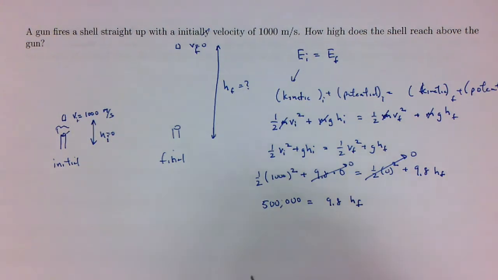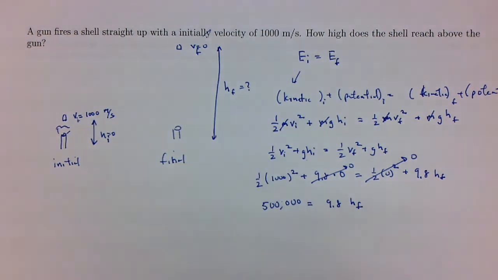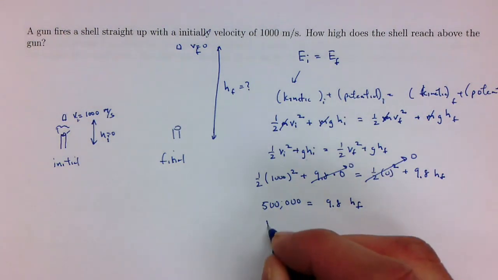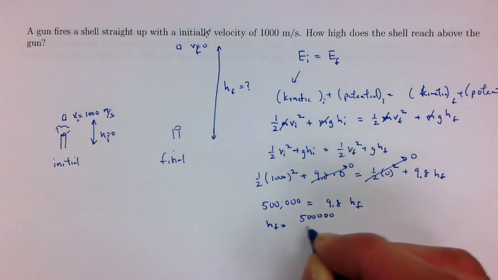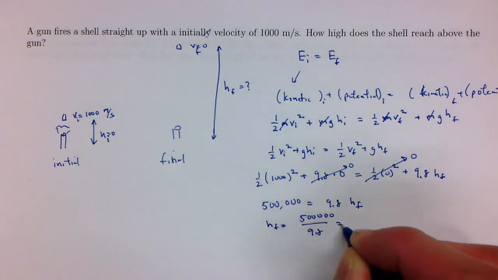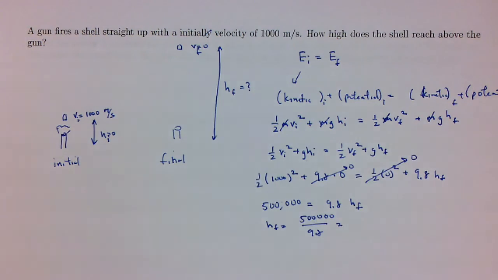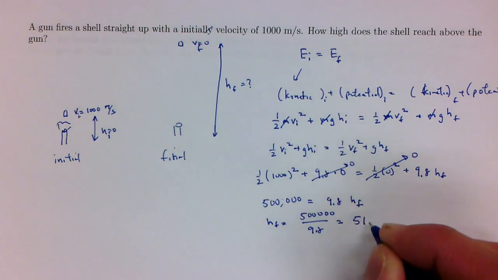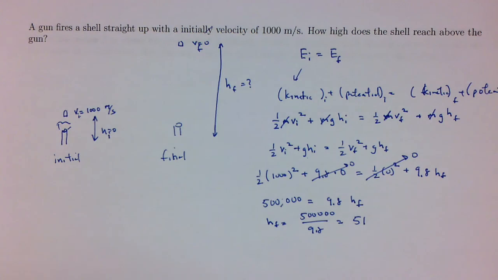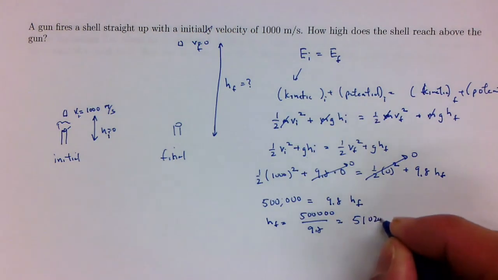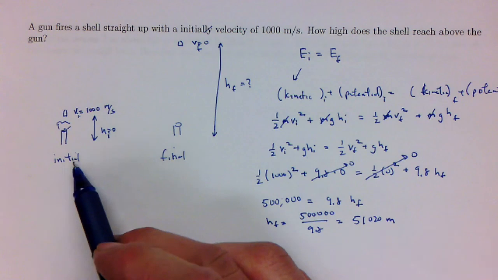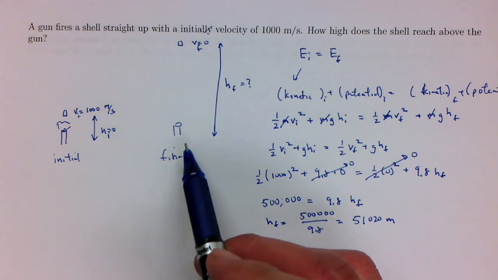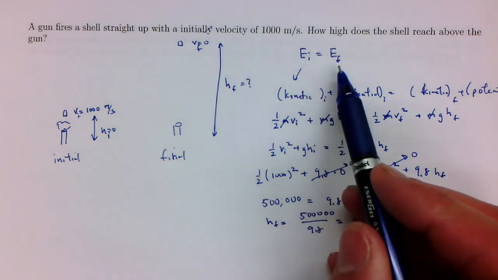And so when we divide this out, hf is equal to 500,000 divided by 9.8, which is equal to 51,020 meters. And that's the answer. So all we need to know is what the initial condition is and what the final condition is, and using the miracle of energy conservation, we know the initial energy is equal to the final energy.